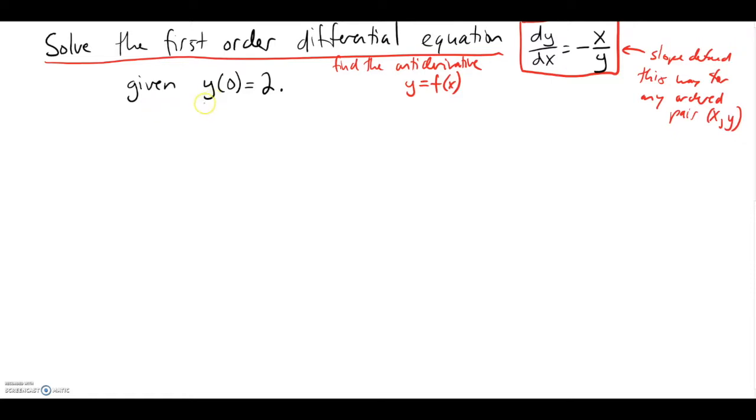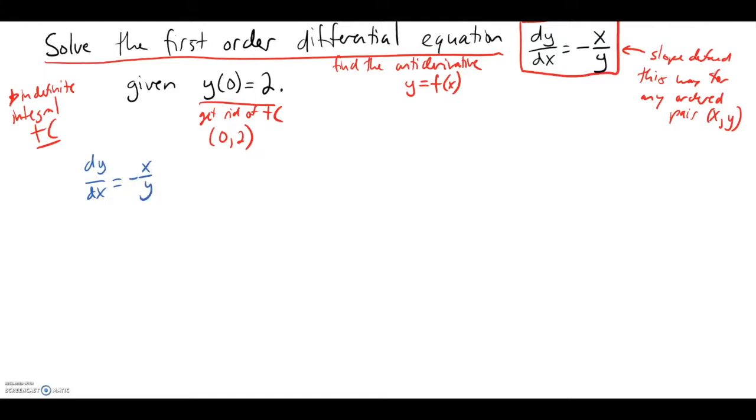And given y of 0 equals 2. And for this, recall that if we get any antiderivative or indefinite integral, we always have that plus c at the end of it because we don't know the exact function that came before it. That's our condition to get rid of the plus c. An exact ordered pair that we know exists for this relationship. In this case, 0 comma 2. And so I'm going to rewrite this derivative equation and jump right into how we're going to solve it.